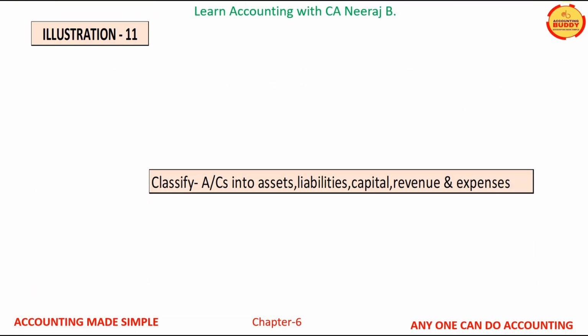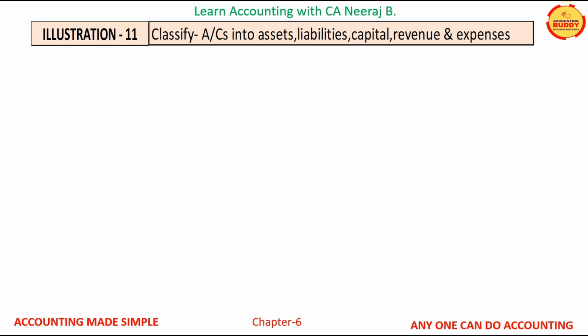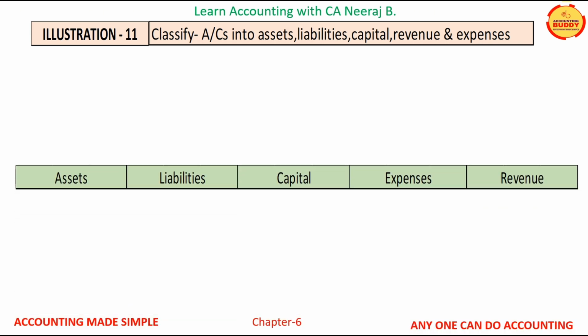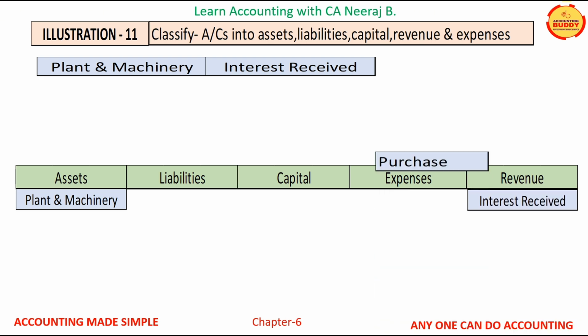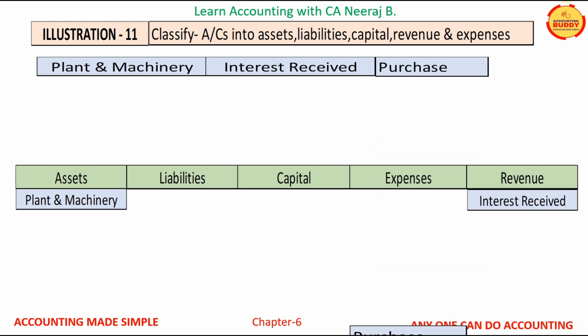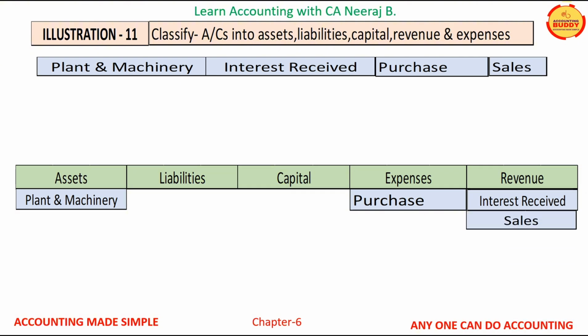Illustration 11 is classify the below accounts into assets, liabilities, capital, revenue and expenses. First account is plant and machinery. Plant and machinery is an asset account. Next is interest received. It is a revenue account. Next is purchase. It is an expense account. Next is sales, is a revenue account. Next is creditor. Creditor is a liability account.